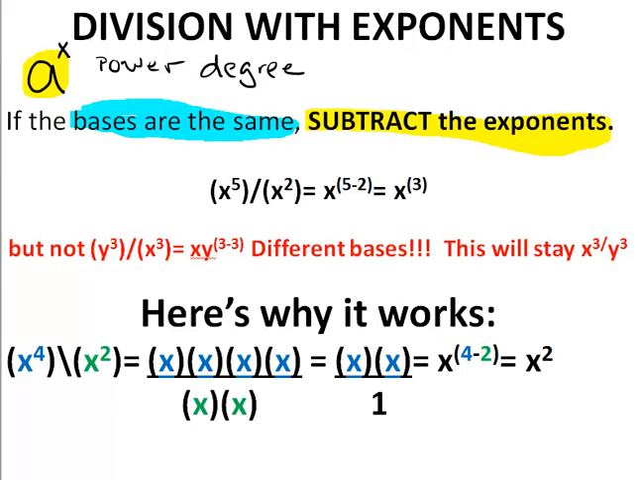Okay? So here is our example. We have x to the fifth divided by x to the second. Or sometimes you'll see it written like this, x to the fifth over x to the second. Either way, you're going to look at the exponents and subtract them. The one on top goes first, because in subtraction order matters. So 5 minus 2 is 3. So the result of this expression, if you simplified it, would be x to the third.